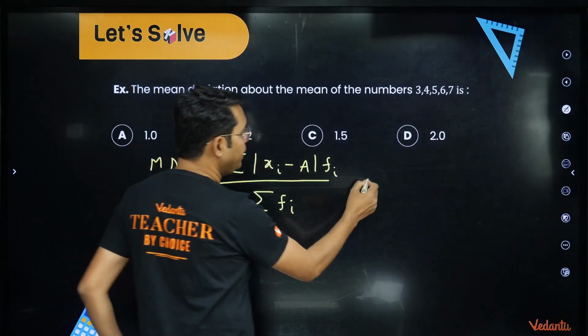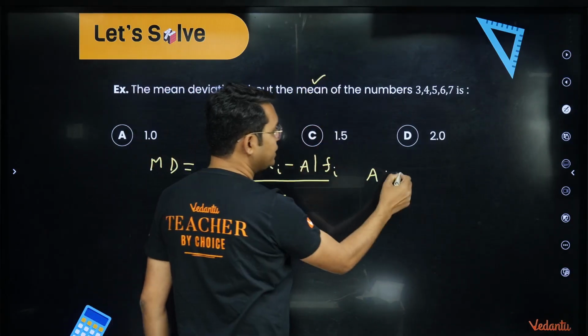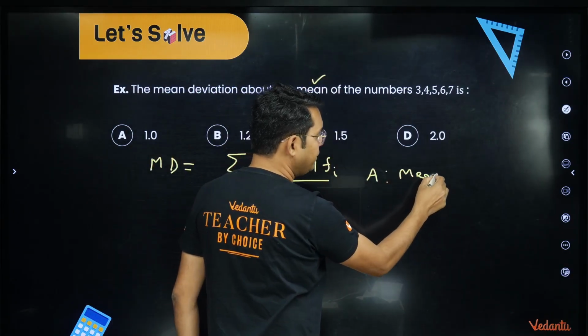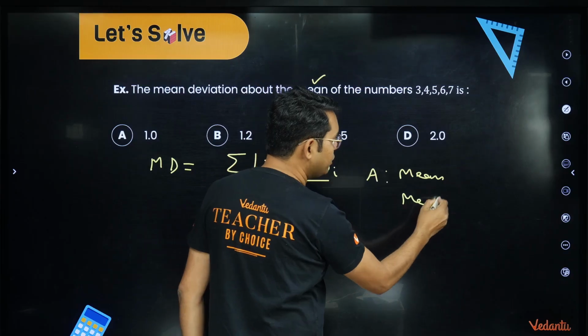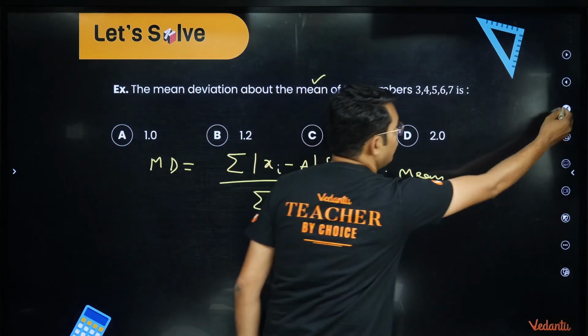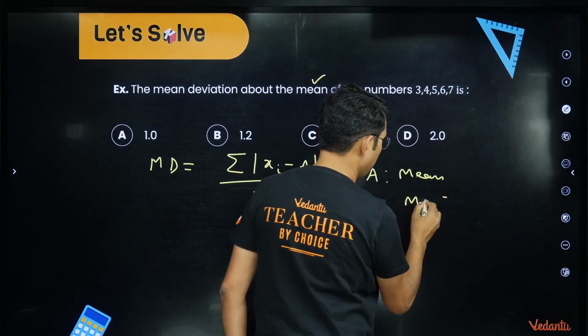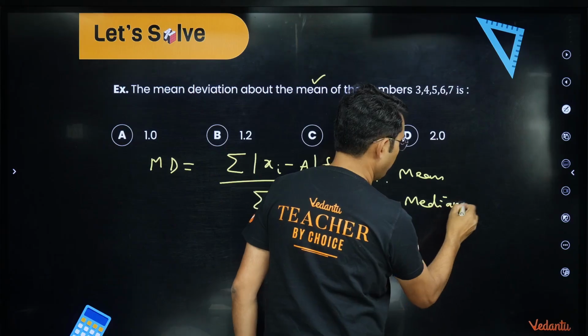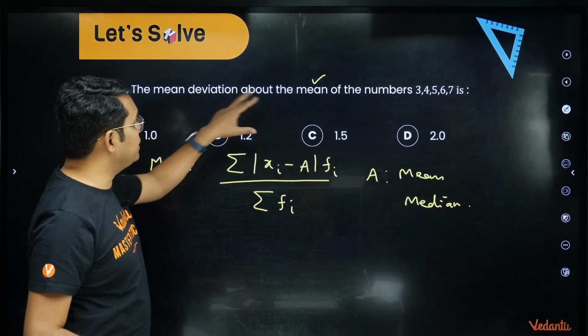Now this a, if you are looking for mean deviation about mean, can be the mean. Sometimes they ask mean deviation about median, so it could be the median also, and other numbers also. Okay, so here they are asking mean deviation about mean.